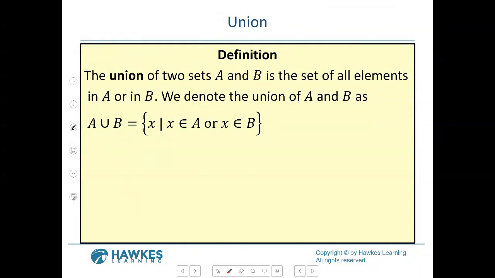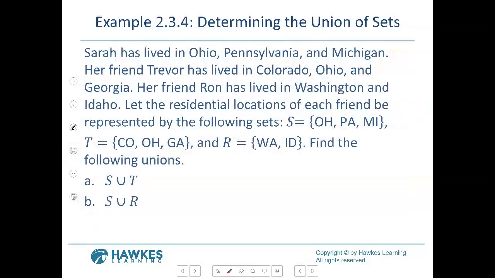So now we go to the union. The union is when I like to say unite, or you put it all together. So the biggest thing is remembering what the symbols mean. So Sarah lived in Ohio, Pennsylvania, and Michigan. Her friend Trevor has lived in Colorado, Ohio, and Georgia. Her friend Ron has lived in Washington and Ohio. Let the residential locations of each friend be represented by the following sets. And that's what we have below.